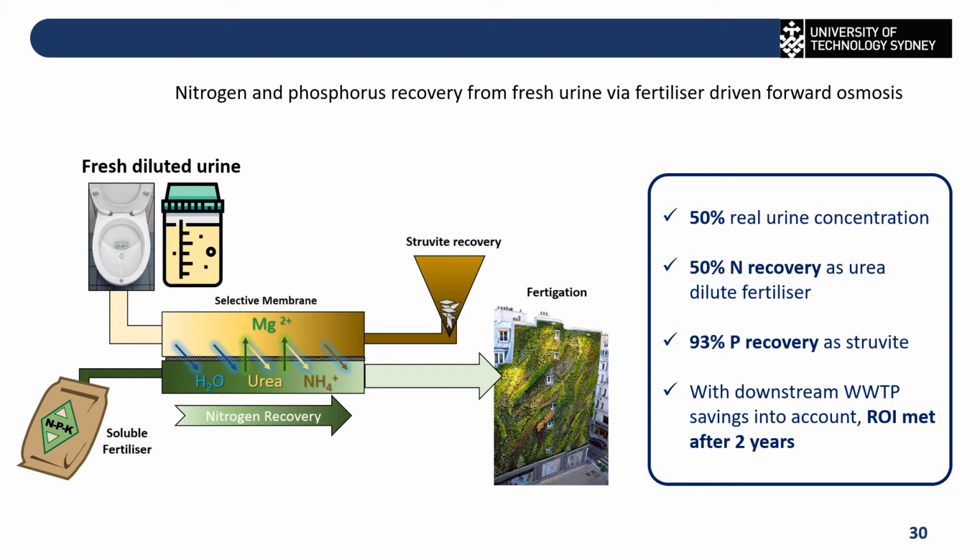So at 50% of real urine concentration, there was 50% nitrogen recovery as diluted urea fertilizer, and 93% phosphorus recovery as struvite, taking downstream wastewater savings into account. The return on investment was met after 2 years of this application.